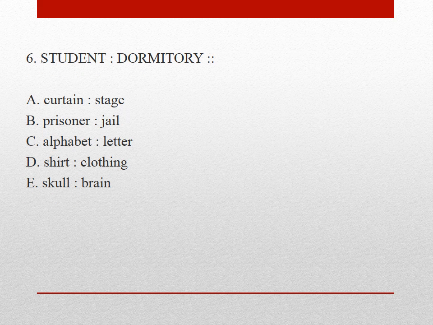Number 6. Student is to dormitory as A. Curtain is to stage. B. Prisoner is to jail. C. Alphabet is to letter. D. Shirt is to clothing. E. Skull is to brain.